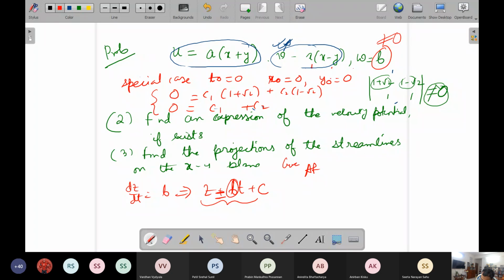But let us say it is also given that at t equal to 0, you have Z equal to 0. So that means C equal to 0. So your equation of the path line will be simply along the Z axis, with the Z coordinate proportional to t. And here also, irrespective of different possibilities of the value of B, one clear possibility is B equal to 0, and then the particle will stay at the origin from all considerations.